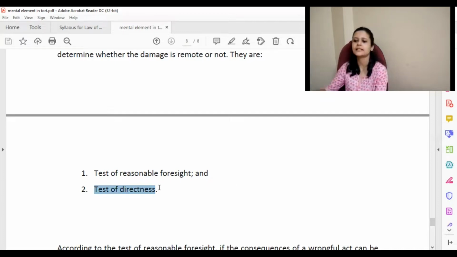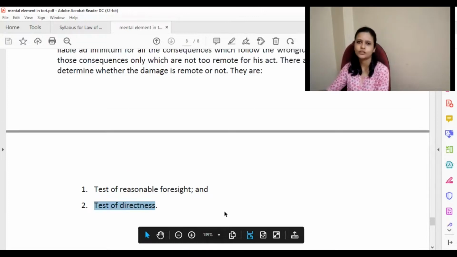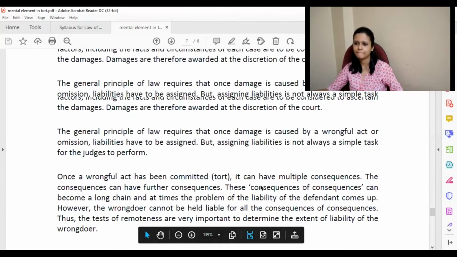Okay, that is nothing but the test of directness, which can be applied by the court: whatever is directly related or associated with my act or omission, for those only I should be held liable or answerable, not for every consequence of consequences. That entire chain should not be there. Some other intervening factor should not come in between. Okay. Is it clear?